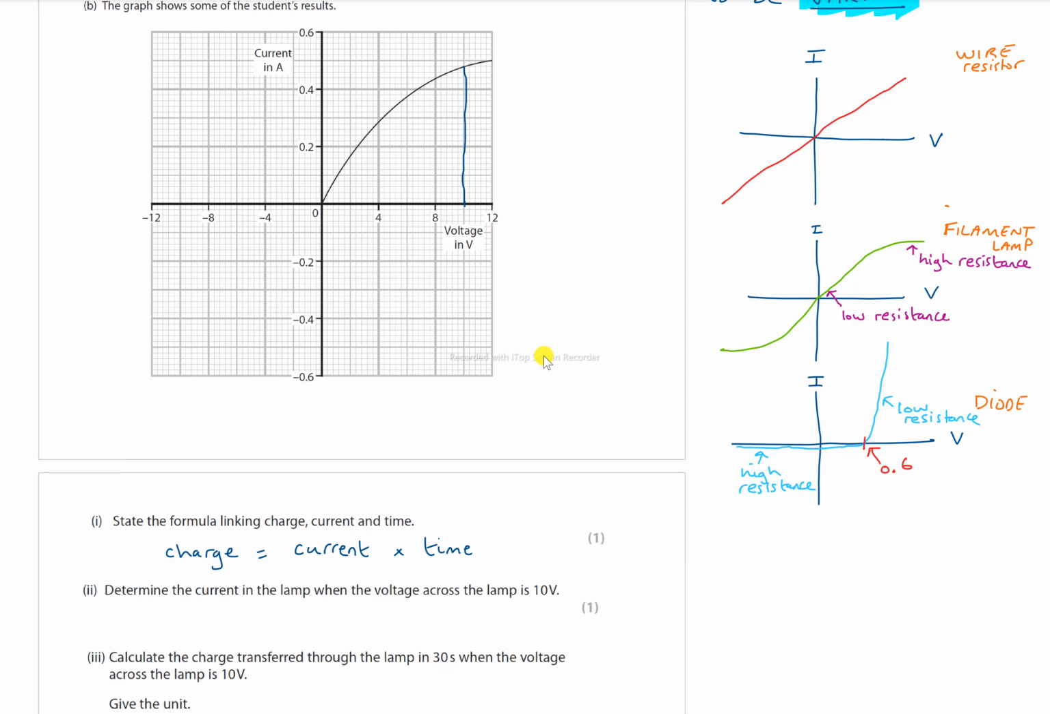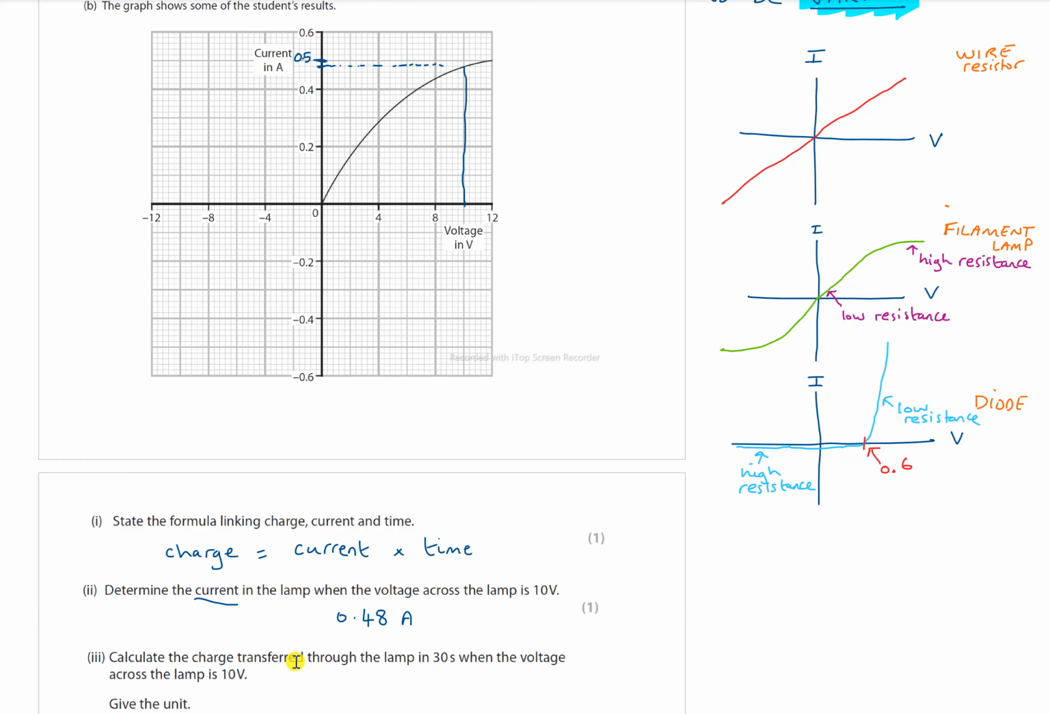And we go across. So you're using a ruler, put these two lines in using a pencil, and you should get 0.48, because look, this here is 0.5, so we're expecting 0.48 amps because we're expecting current.